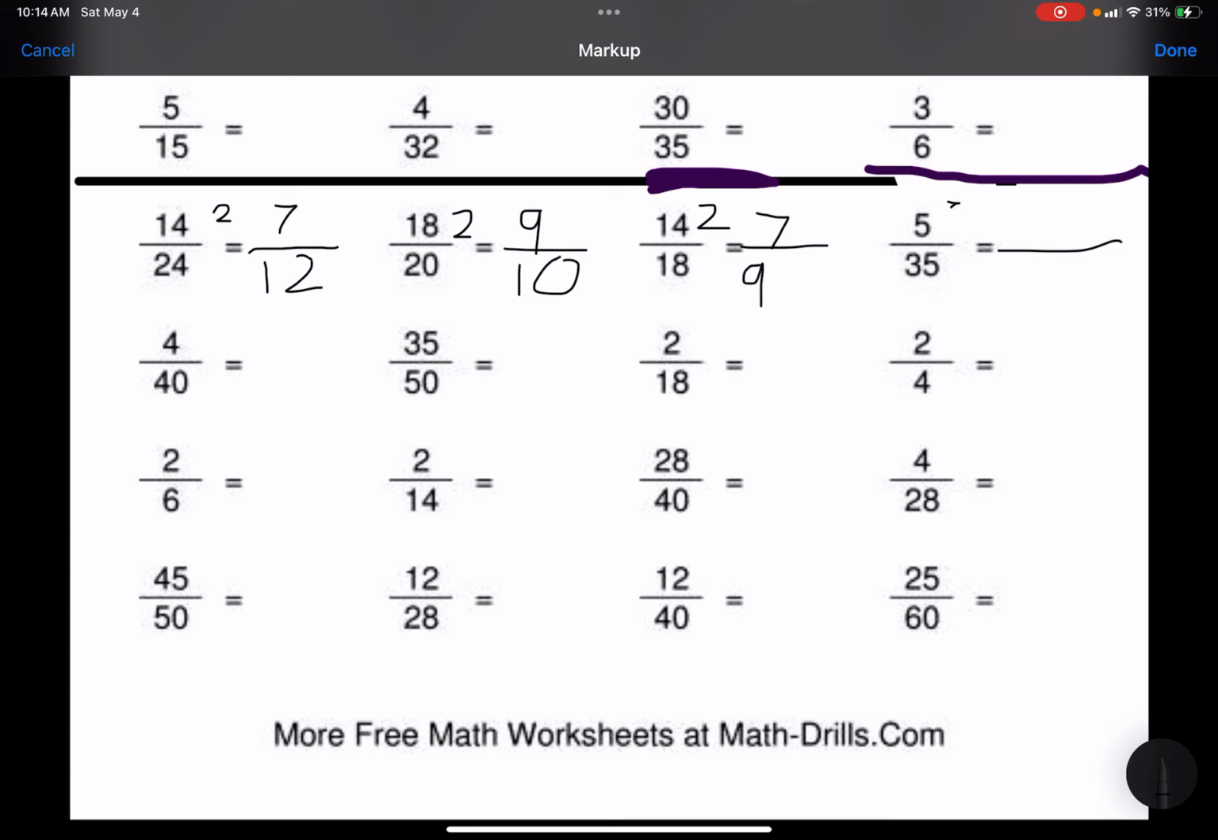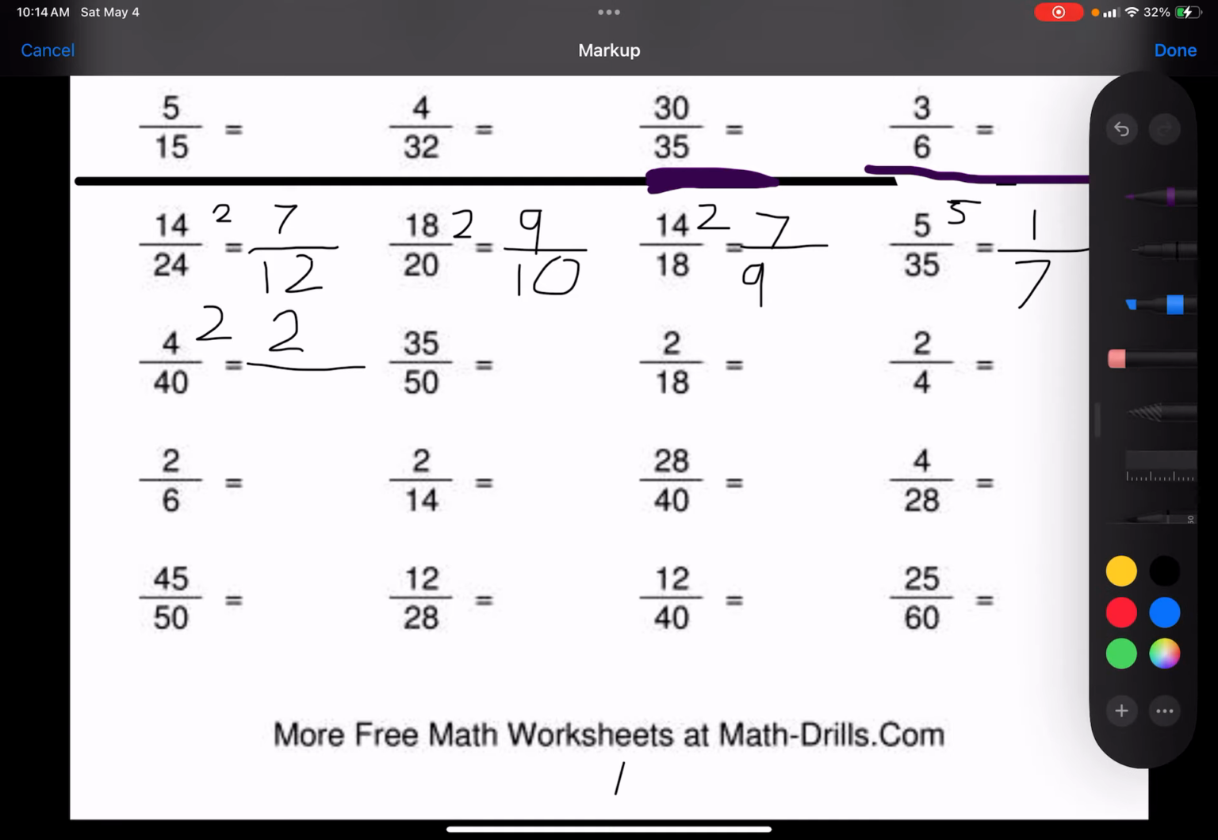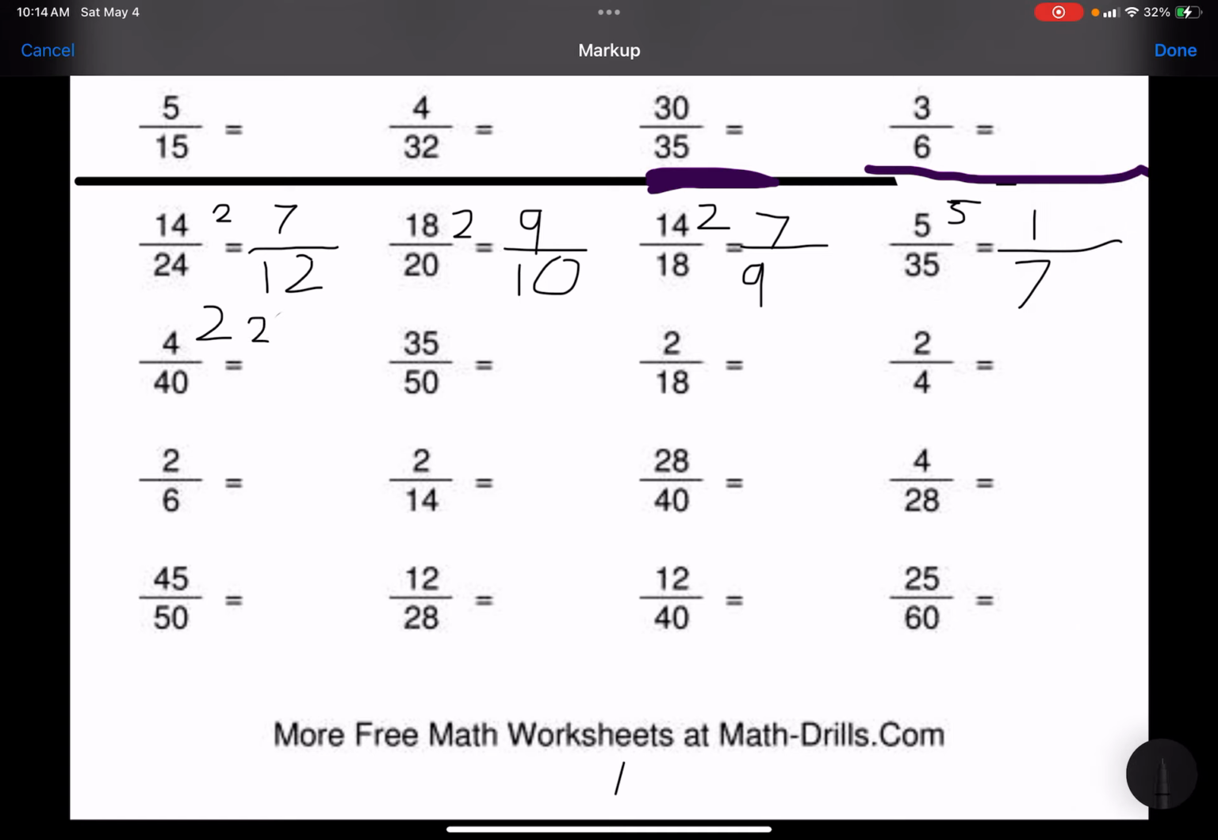We're going to do this by 5 times. 5 divided by 5 is 1. 35 divided by 5 is 7. 4 and 40, we are going to be doing this 2 times. 4 divided by 2 is 2, and then 40 divided by 2 will be 20. So 2 over 20. And then we're going to be simplifying to 1/10.